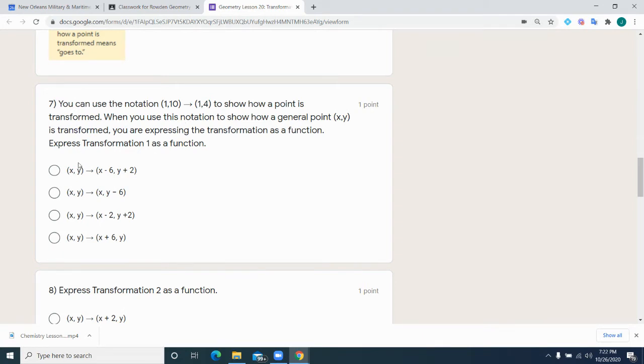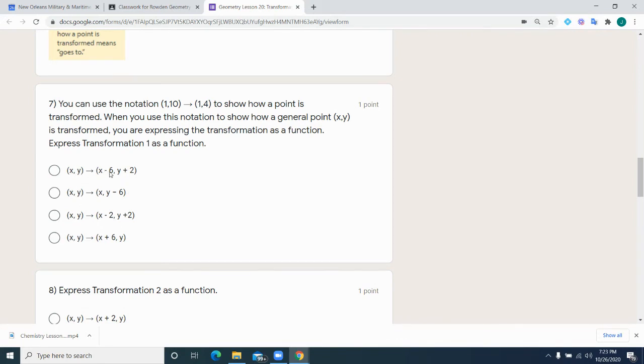So does x change at all? Look right here, x is 1, and right here, x is 1. So did x change at all? No. Wherever x is, that's where x stays. So it always starts out as xy. We're going to pick one of the ones where x doesn't change at all.